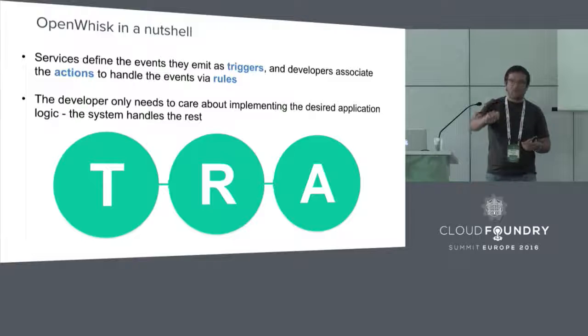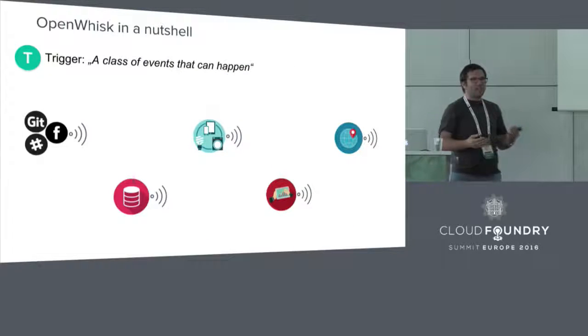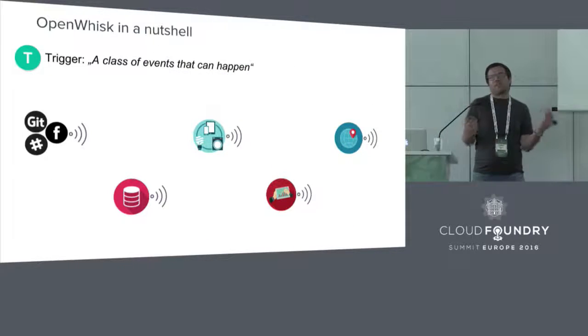And then there's an additional one-liner that he can do when using our CLI. He has to associate these little triggers with these actions so that the system knows if this trigger is coming in, then please execute this action. So triggers are actually nothing else than classes of events that can happen.